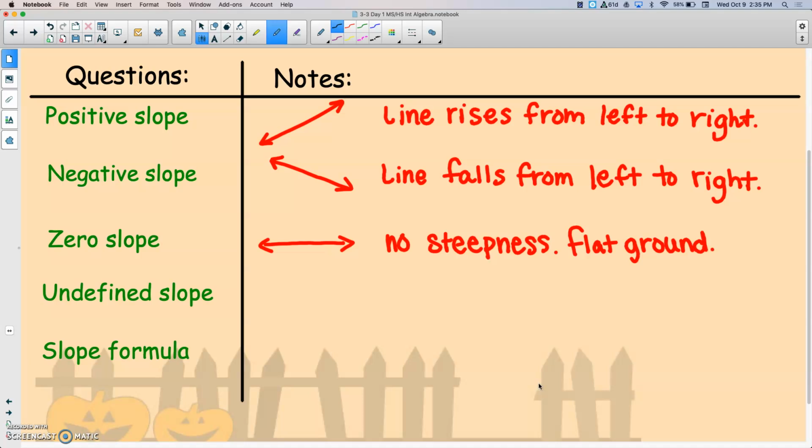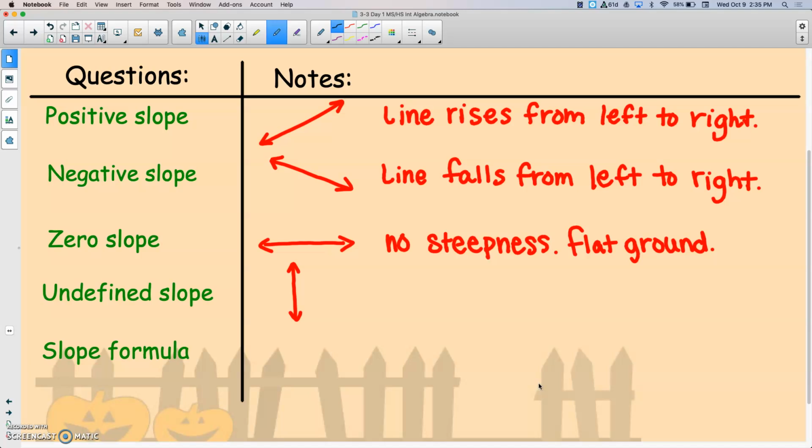And then an undefined slope is the exact opposite. It's straight up and down, vertical. It's too steep to be defined. You can't even put a number on it. It's straight up and down. So it's like the steepest drop possible. So those are the 4 different slopes we're going to work with.